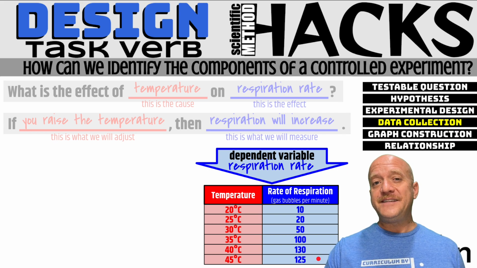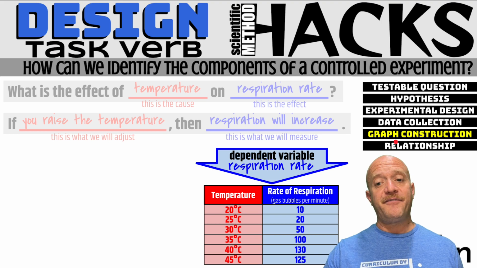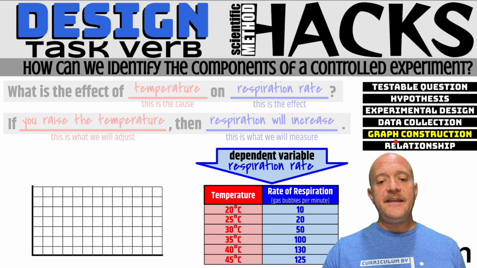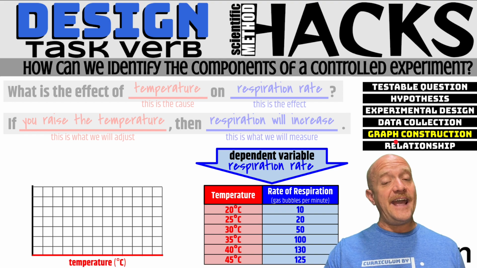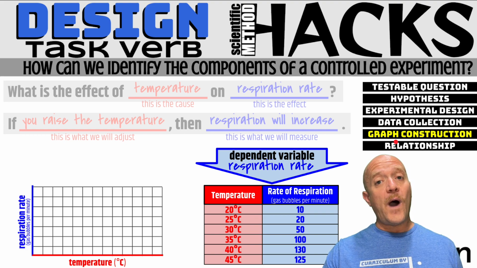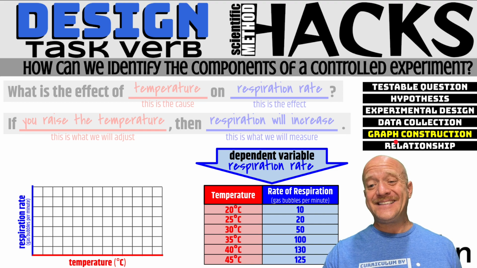So once you have your data collected, you will need to construct a graph. And when you construct a graph, obviously you're going to set up a grid with your X and Y axis. The independent variable goes on the x-axis, and the dependent variable goes on the y-axis. And then what you need to do is set up a scale.